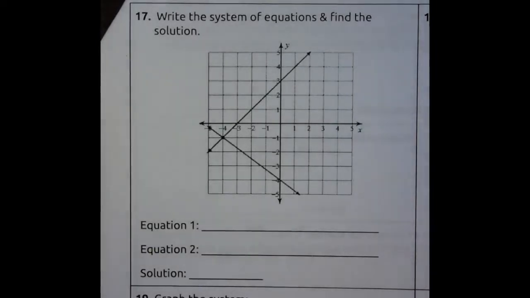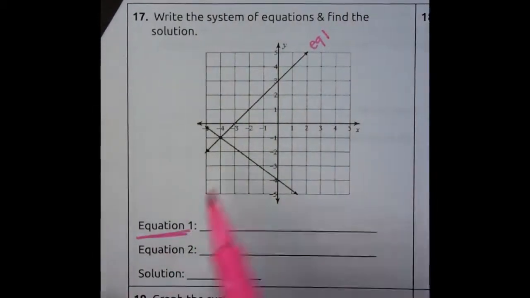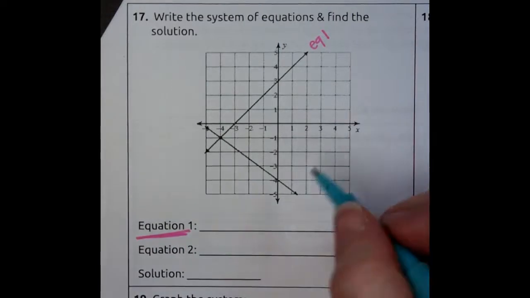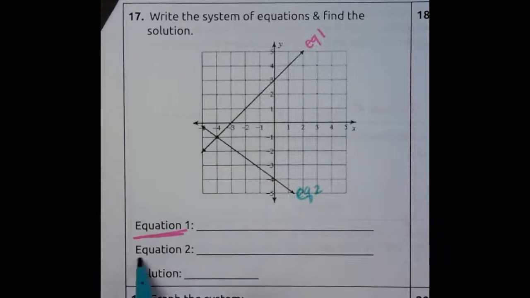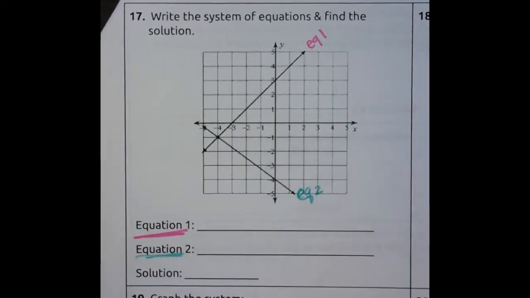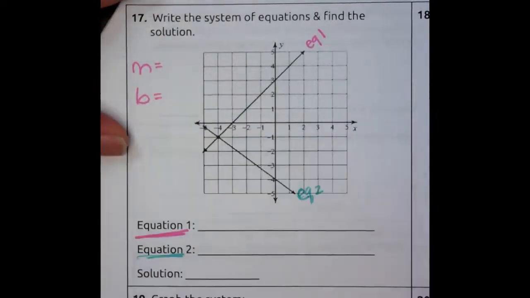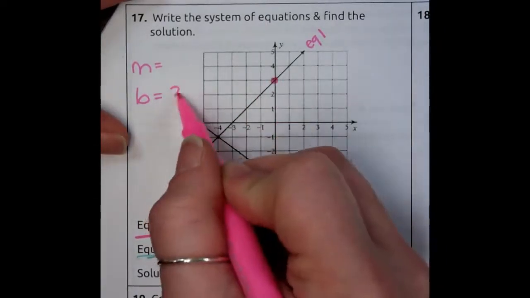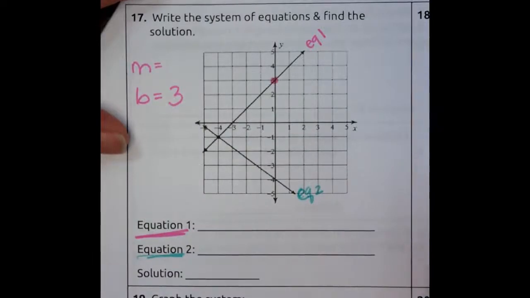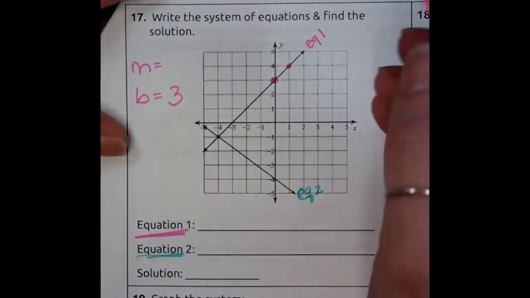So I'm going to label this equation 1, and this one is going to be equation 2. For each equation, I need a slope and a y-intercept. So I need my m and my b. So for equation 1, my b value is right here at 3. And if I want to find slope, I need to find one more perfect point, like this one. And slope is rise over run.